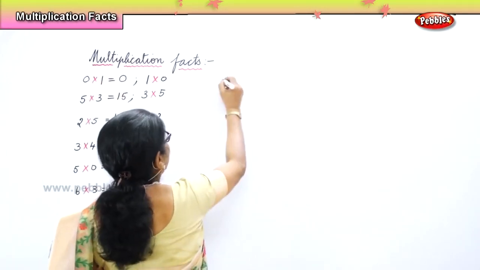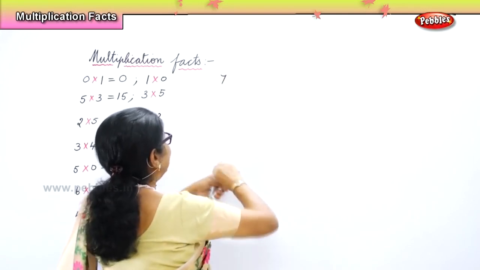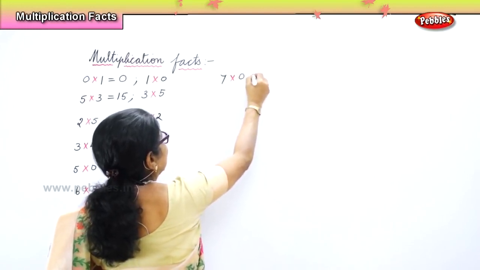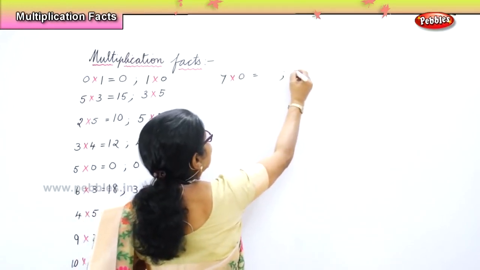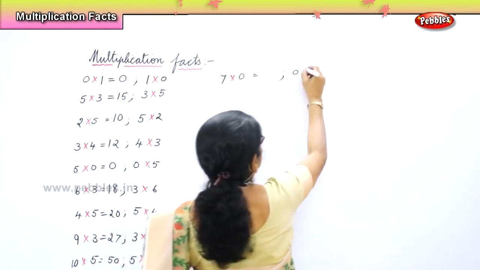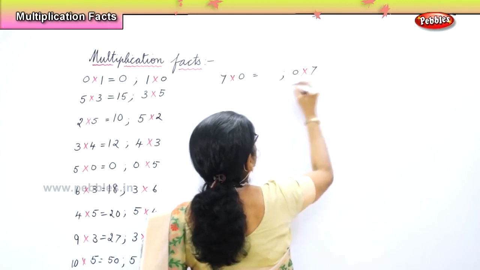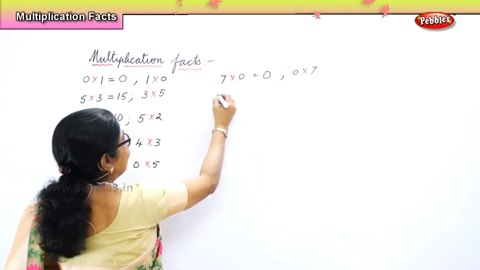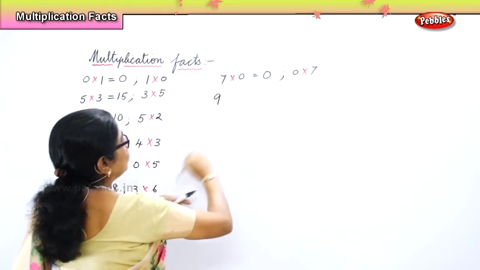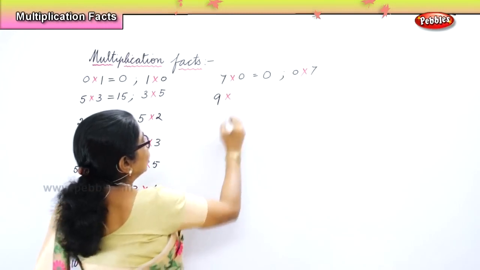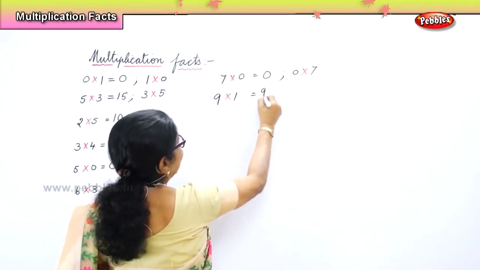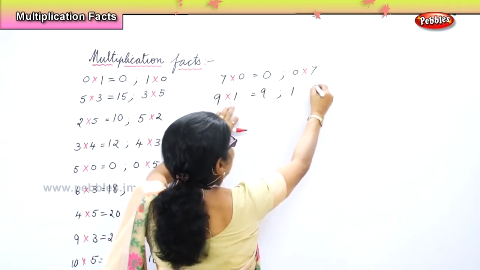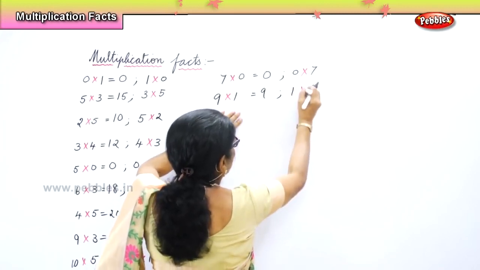Now, 7 into 0. What is 7 into 0? It's same as 0 into 7. What is 7 into 0? 0, same. Alright, now let's say 9 into 1 is equal to 9, and that is same as 1 into 9, whether it is 9 into 1 or 1 into 9.